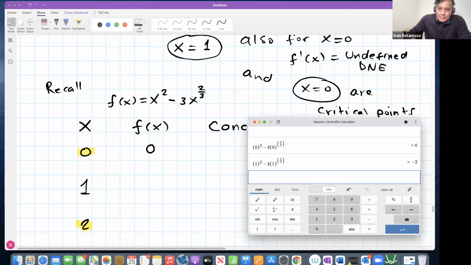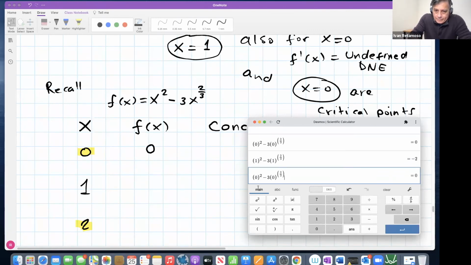The last evaluation should be at 2. The original function, you do the evaluations. When you evaluate at 2, you get this decimal, right? 2 squared minus 3 times 2 raised to 2/3 is approximately minus 0.762, right?